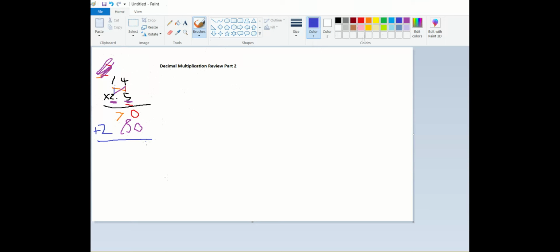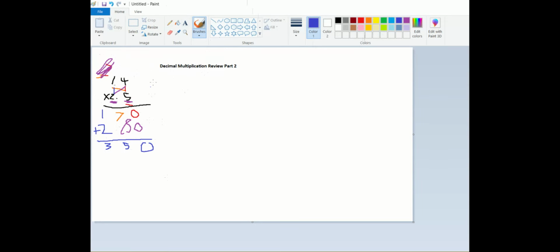0 plus 0 is 0. 7 plus 8 is going to be 15, so we have a 5. Carry the 1. 1 plus 2 is going to give us 3. But it doesn't make sense, right? If we think about 1.4 times 2.5, how did we get 350?